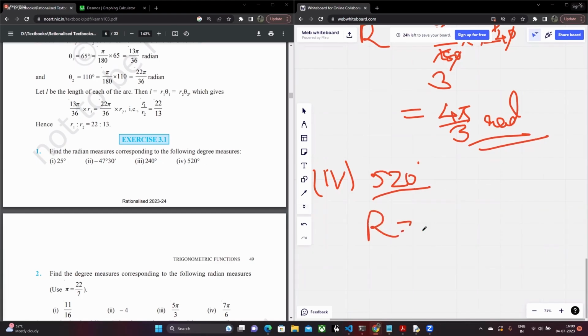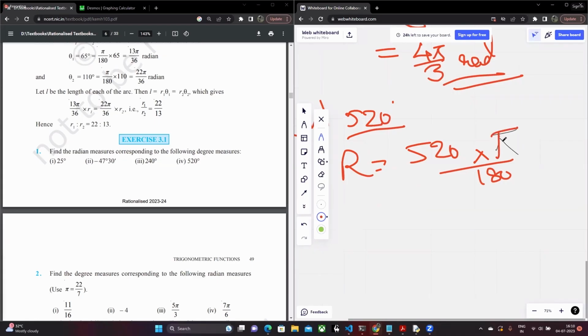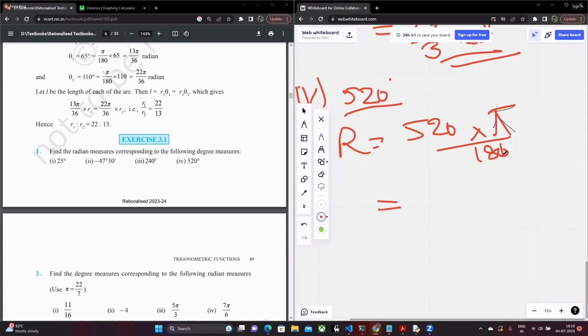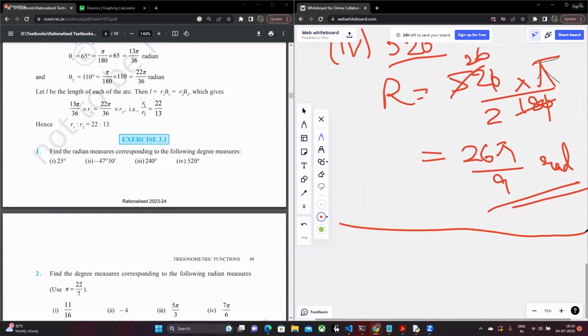Right. So you have the fact that the radian measure is going to be 520 times pi by 180, right? I'm sorry for my shoddy handwriting. This is pi again. Yeah, this is going to be pi, right? And I'll cut a 0. I'll cut a 0 over here. This is what? I'll cut a 2 here, a 2 here. So you basically get 26 pi divided by 9 radians. Right. And that finishes the first question.